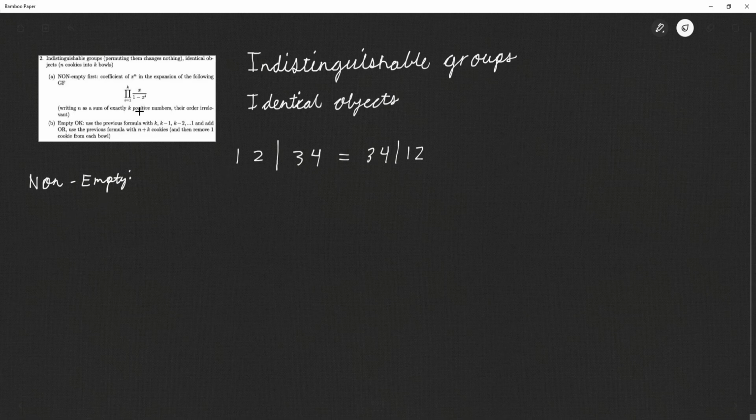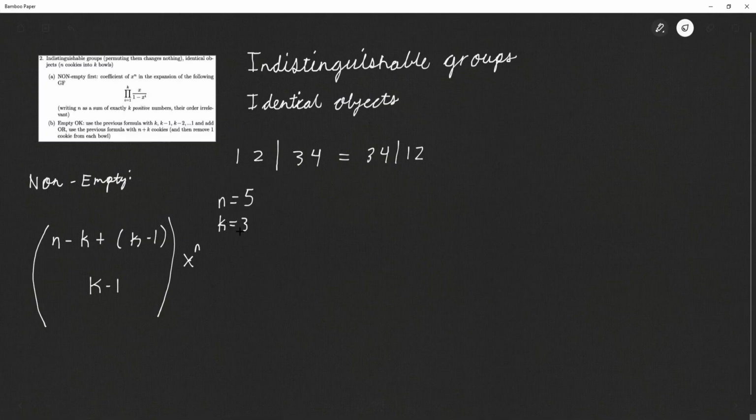So the first way we can do this is we could use the product of sums formula, but we want to try to find our coefficient. So the way to find the coefficient would be putting it into this large formula of n minus k plus k minus 1, choose k minus 1, and this is going to be x to the power of n. So for example, if we have n is equal to 5, so we have 5 objects, and we have our k as 3 for 3 groups, what we can do is change this formula to 5 minus 3, which is 2, plus 3 minus 1, which is 2, choose 3 minus 1, which is 2, which gives us our final formula of 4, choose 2.